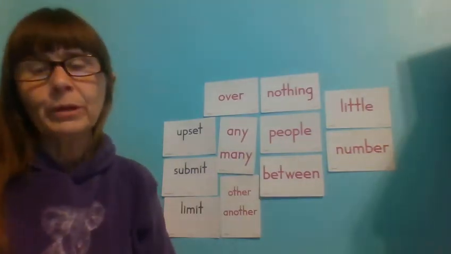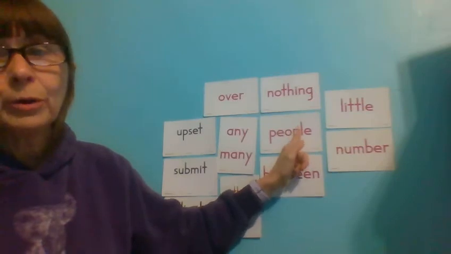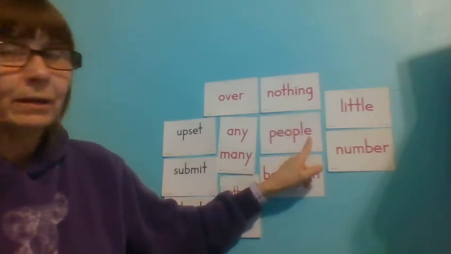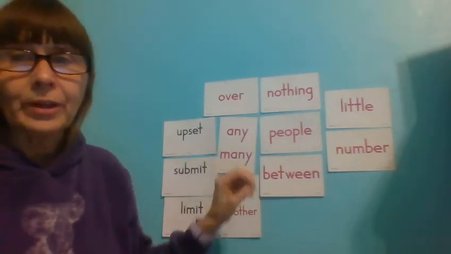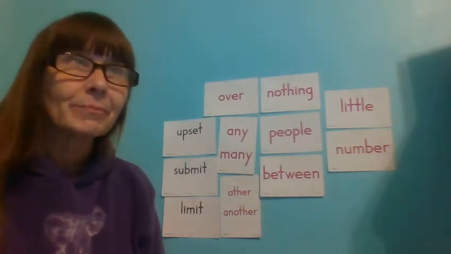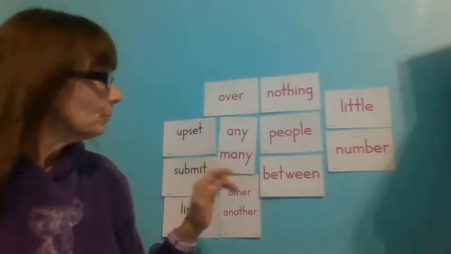People. Now, where would you split that? Between the O and the P. And again, you have an L-E syllable here, P-L-E, L-E. And then the P-E-O sticks together. So it's an open syllable. Well, again, it's a trick word, but technically it would be an open syllable.